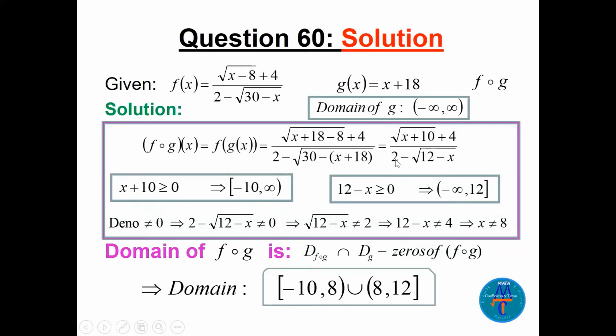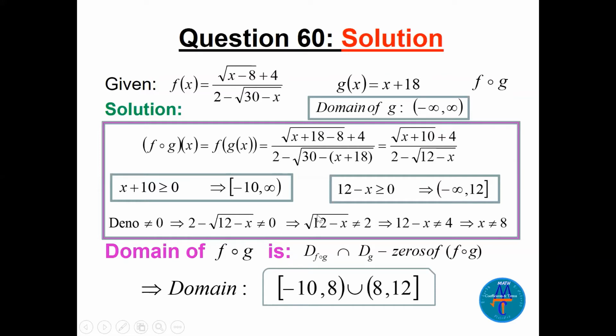Now remember, the denominator cannot be 0 here. There's a little trick here. 2 minus square root of 12 minus x cannot be 0. So take 2 on the other side, square both sides. x cannot be 8. So if you put 8 here, you get 0. So we have to exclude that from the domain.